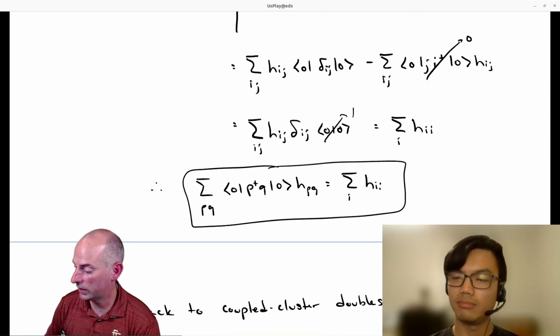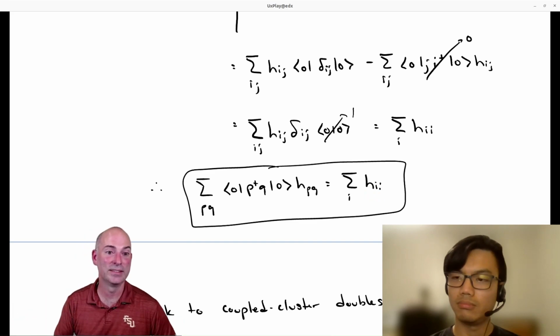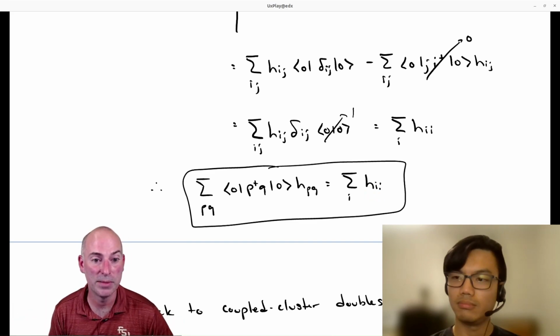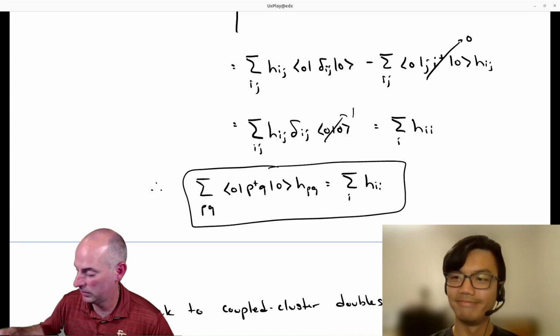And now I have an expression where only this term survived, the fully contracted term, and I know that the expectation value of the 1 electron part of the Hamiltonian is just a sum of the diagonals of this matrix of integrals. That was so easy. But you could imagine that it would be much, much more complicated if you had to evaluate something other than just that simple expression I gave you.